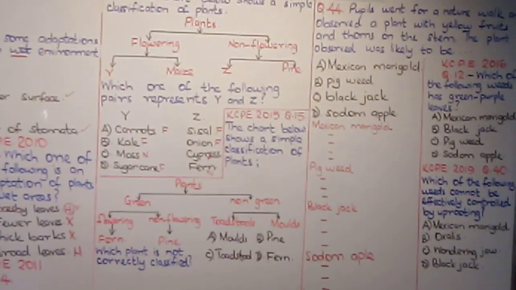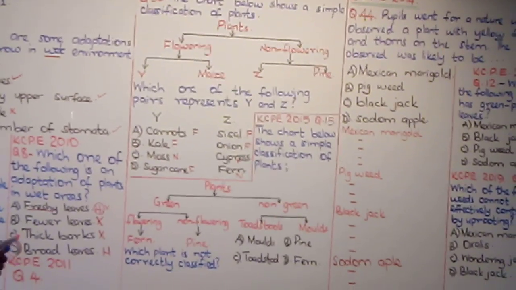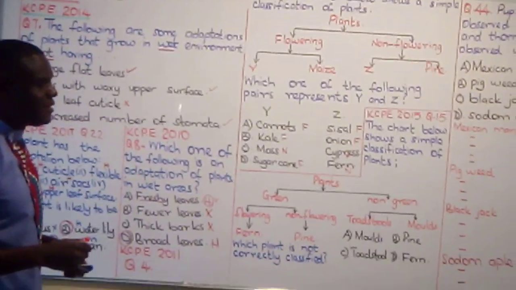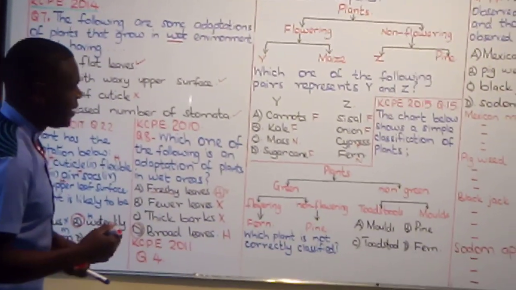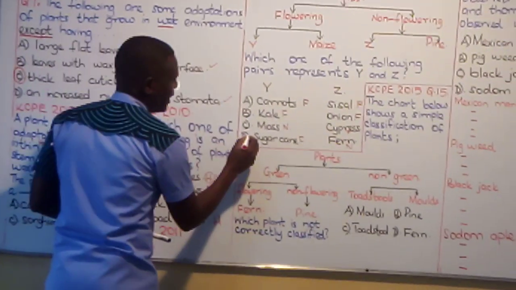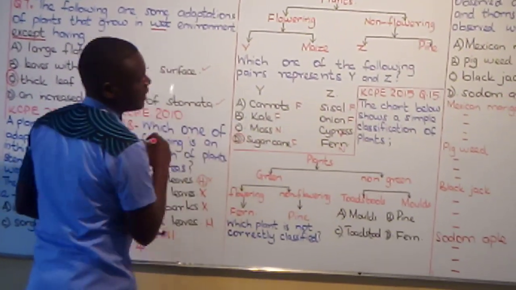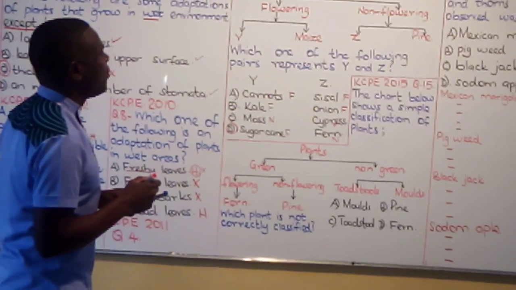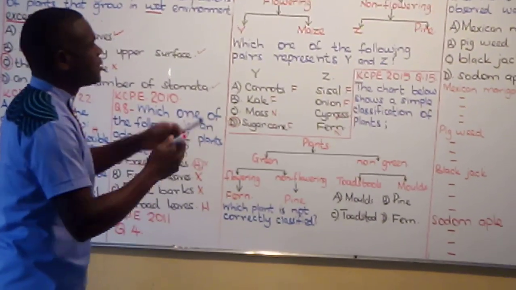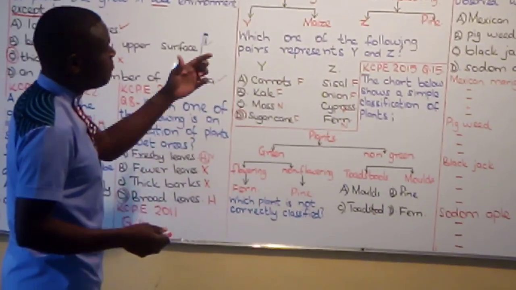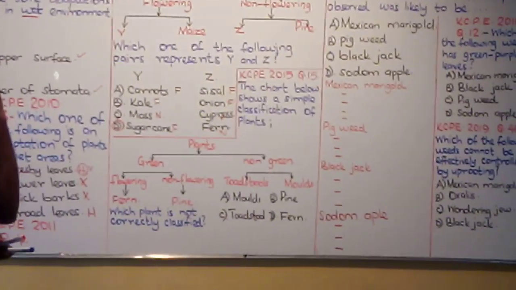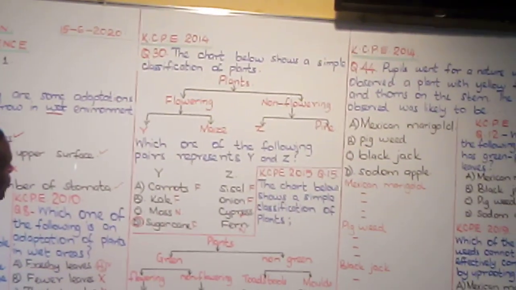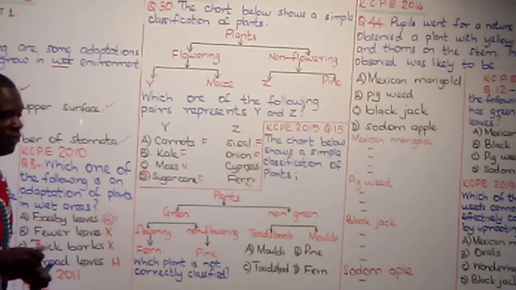What is the answer, Mary? According to the analysis given there. Very good. So the answer is D. D represents Y and Z respectively. You must have mastered the chart of flowering plants.